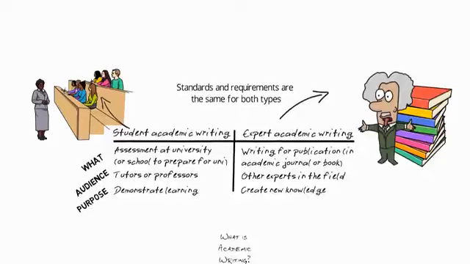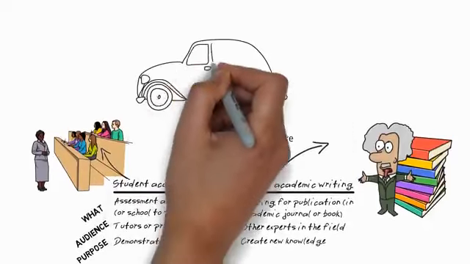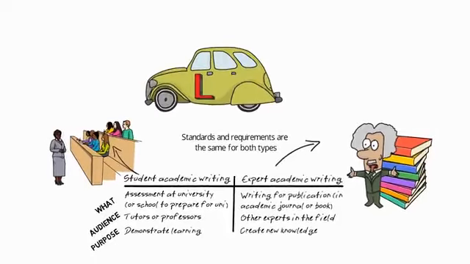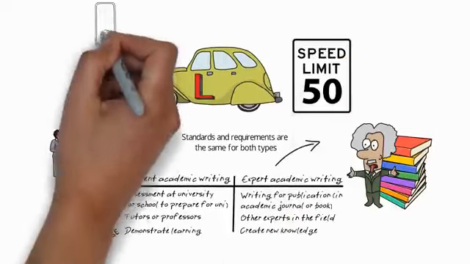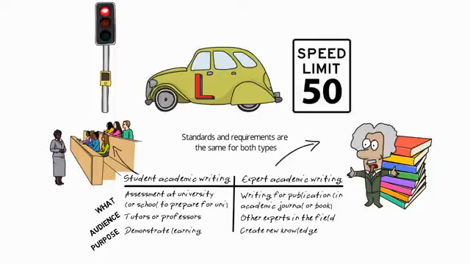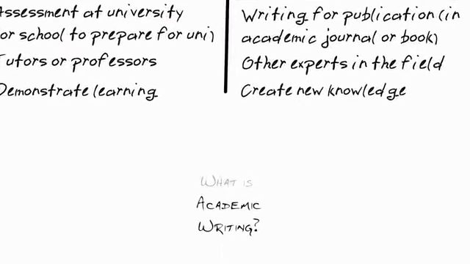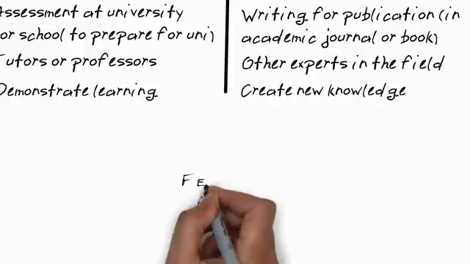And this makes sense. For example, if you're learning to drive a car, if you're a student driver, you still need to obey the speed limit, stop at red lights and so on. In other words, you have the same standards and requirements that expert drivers do. So let's look now in detail at the features of academic writing.